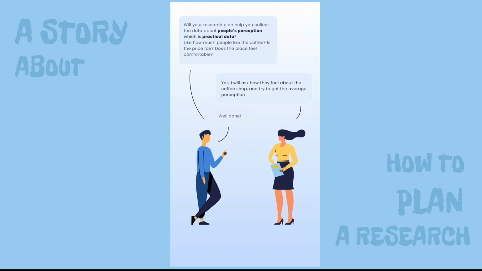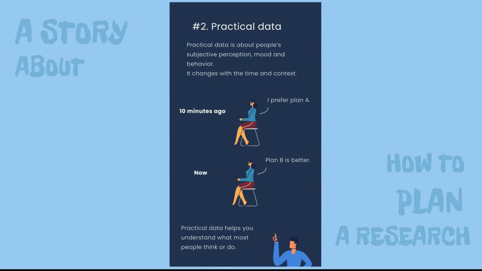Will your research plan help you collect data about people's perception, which is practical data? Like how much people like the coffee, is the price fair, does the place feel comfortable? Yes, I will ask how they feel about the coffee shop and try to get the average perception. Well done. Practical data is about people's subjective perception, mood, and behavior. It changes with time and context. For example, 10 minutes ago, the man preferred plan A, but now she prefers plan B. Practical data helps you understand what most people think or do.